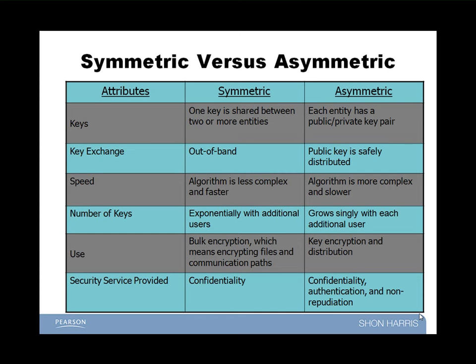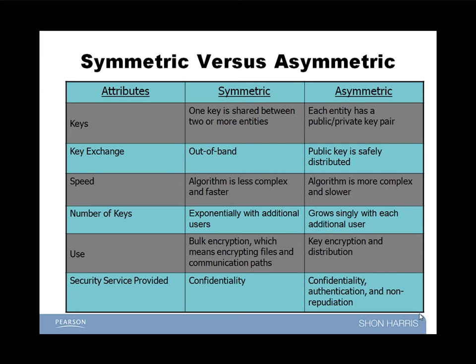Okay, let's go ahead and compare these. How many keys do we need on symmetric versus asymmetric? Well, symmetric is shared between two individuals. Asymmetric, we only have public and private keys. Key exchange, symmetric we have to do out of band. Asymmetric, we could send that public key safely to the destination. Speed, remember, symmetric has less complex mathematics, so symmetric is faster. Asymmetric is slower because of the more complex mathematics and logic functions.